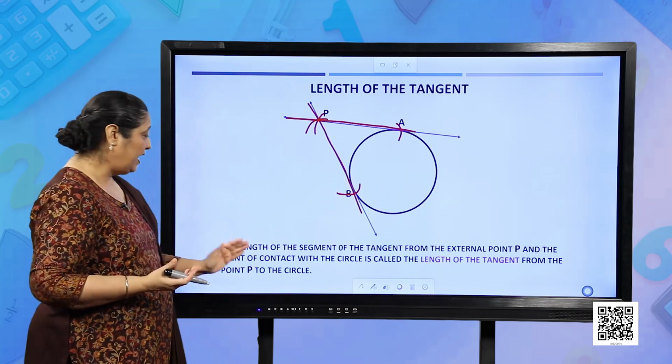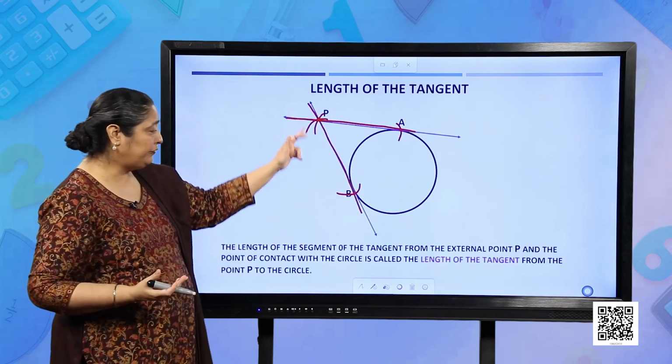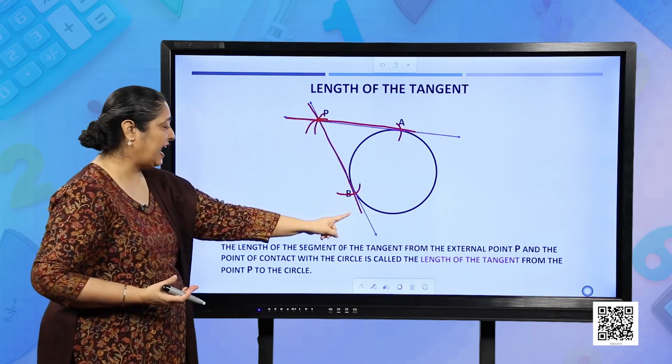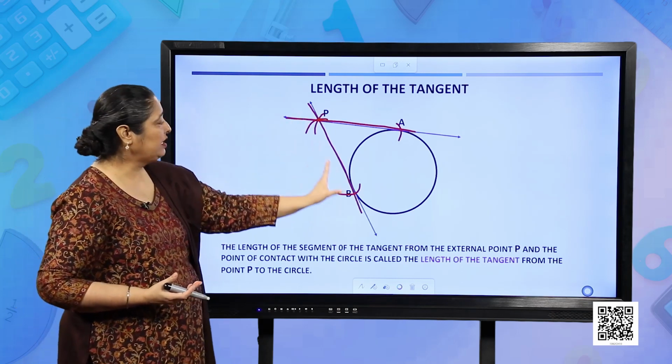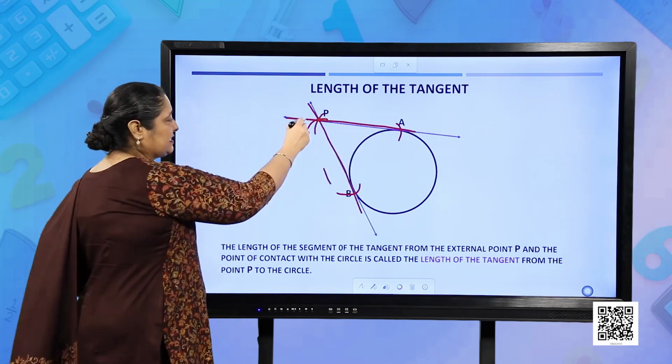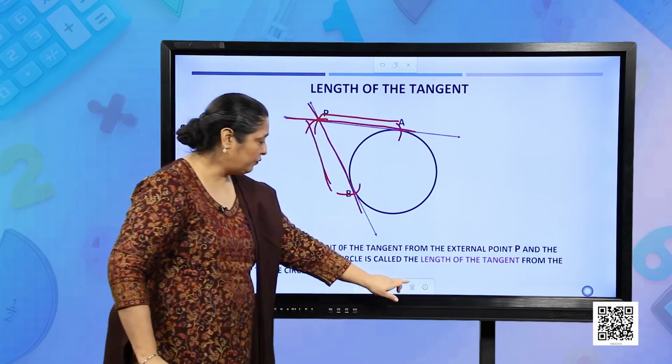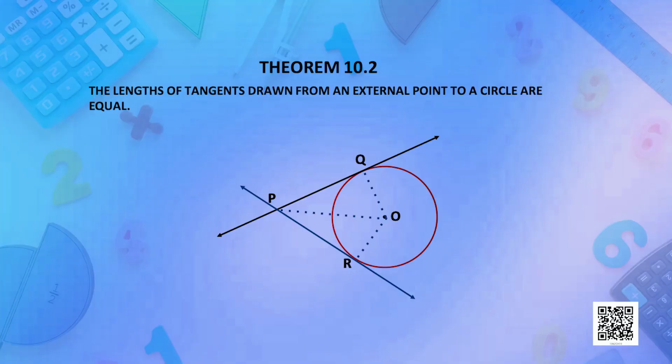In words we can say the length of the segment of the tangent between the external point P and the point of contact with the circle is called the length of the tangent, right. This is the length of the tangent, this is the length of the tangent. I hope it is clear. Let us move forward to theorem 10.2.